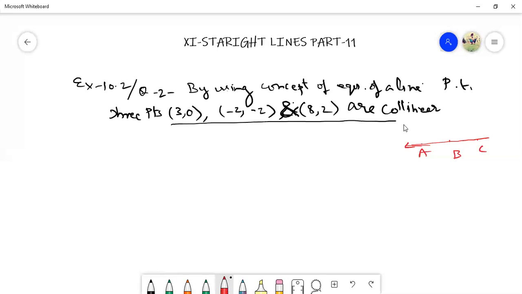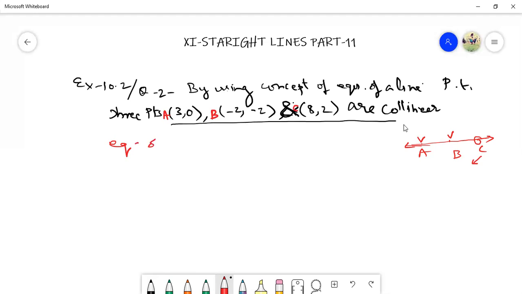So by using the concept, we will find the equation of a line passing through any 2 points, the first and second. After getting the equation, we will put the third point. If that satisfies, that means this also lies on the same line. So first we will find the equation of a line. Suppose this is our A point, this is B point, and this is C point.